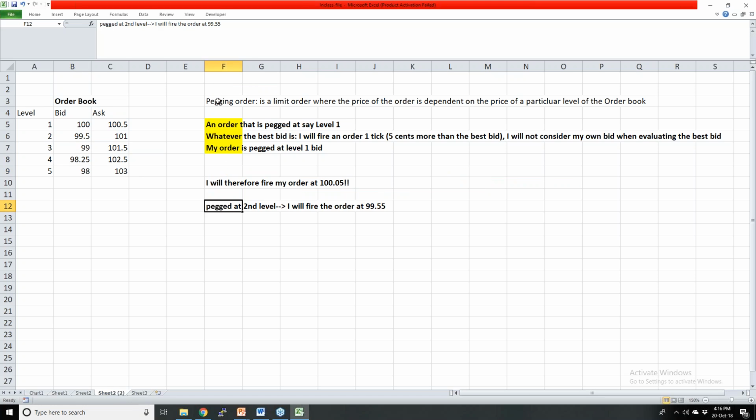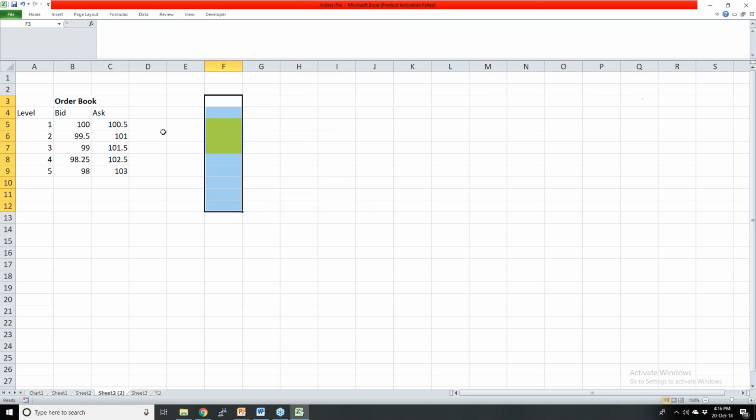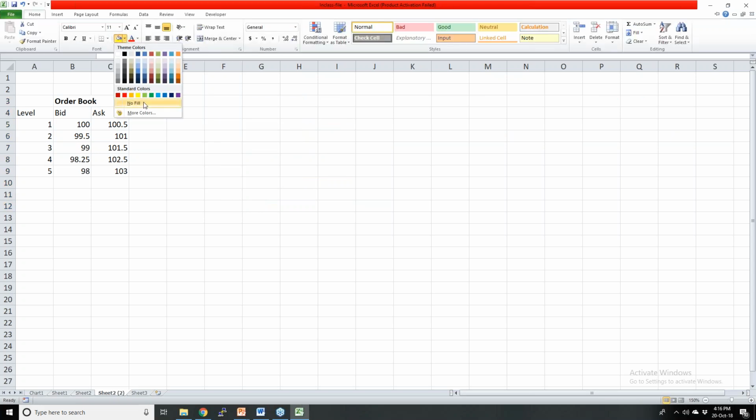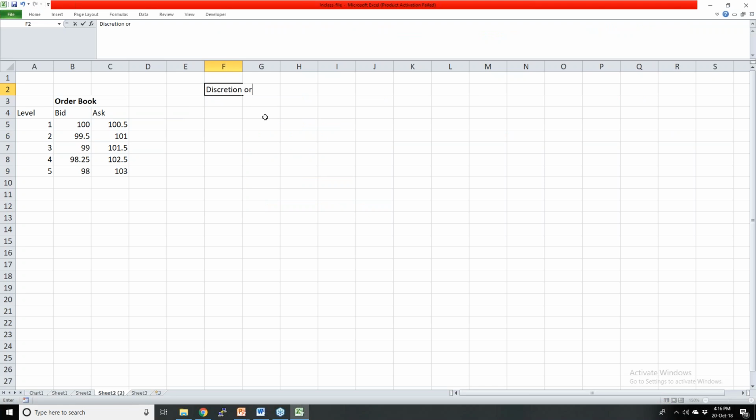All right. So just a quick thing about discretion orders, because we're going to use them too. A discretion order would be that you would give your broker, or your algorithm, a discretion that it can modify the price of an order by a certain amount if it can get traded, right?